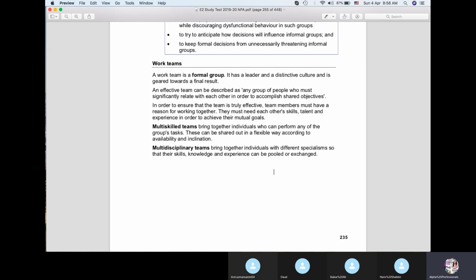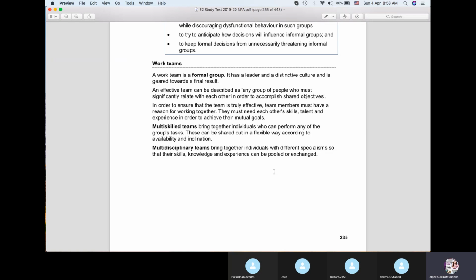So work teams, what is a work team? It is a formal group with a leader and distinctive culture geared toward final results. A work team is assembled to perform a certain task, so that team would have a very clear objective. In order to ensure that a team is truly effective, members must have a reason for working together. And what could be the reason for working together?